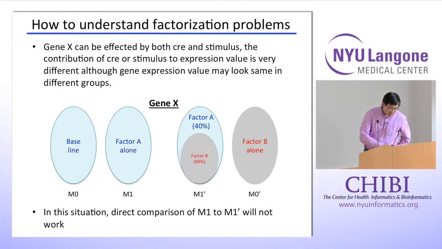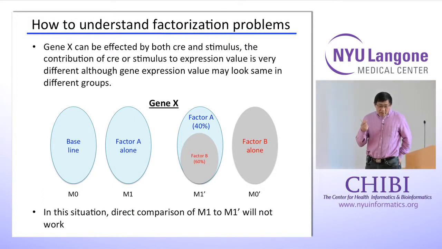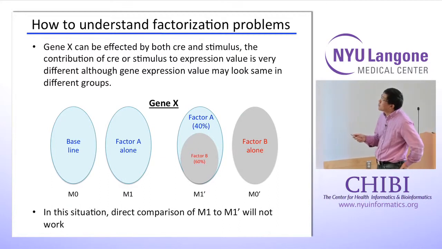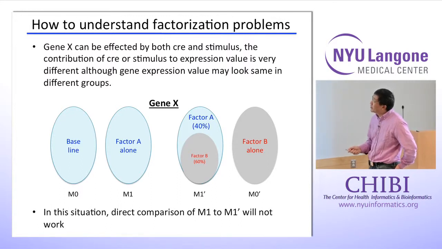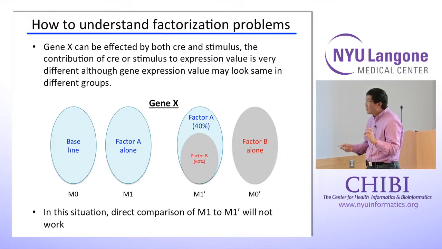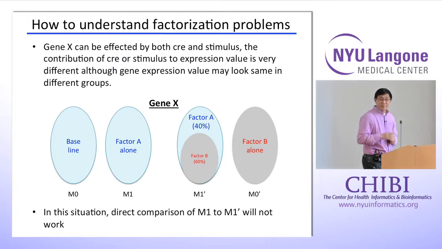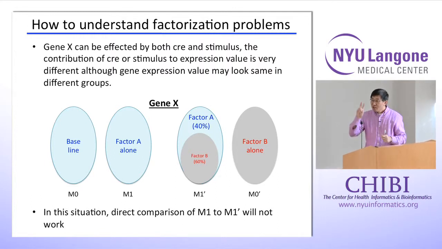Okay, so I'll give a more explanation here. Use this gene as an example. Let's say for GeneX, we have 4 different groups. One group is just the baseline, pure wild-type. Another group is affected by factor A alone. And we also have the knockout group, with factor B alone. But for this last group, there is one expression value, which contains 2 different meanings.